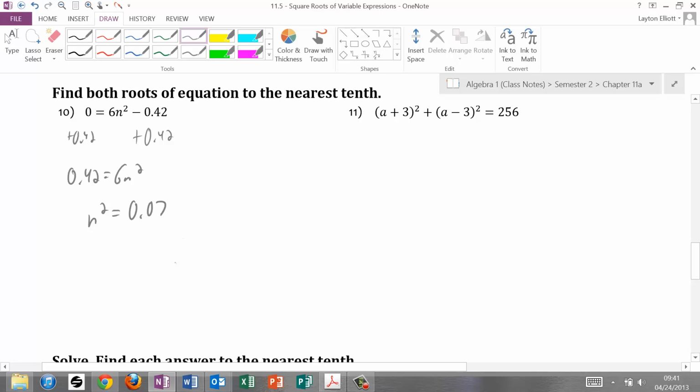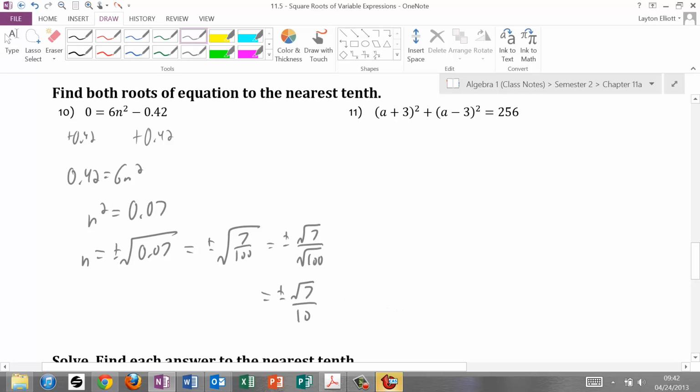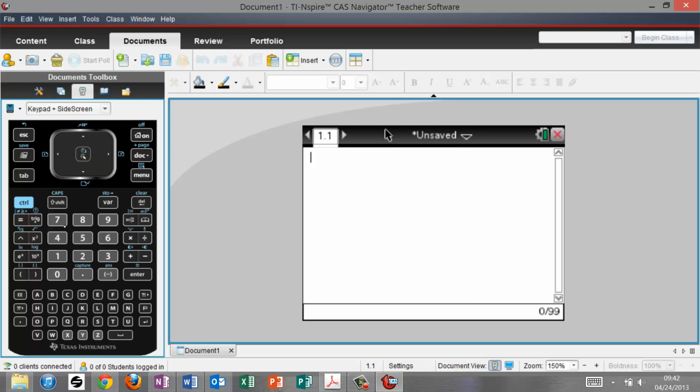And we want to do plus or minus, n is equal to plus or minus radical 0.07. I could write that as plus or minus radical 7 over 100, which is plus or minus radical 7 over radical 100, or plus or minus radical 7 over 10. That's the simplified answer. However, I also can just go straight from here and say, well, it wants me to round, so I might as well just put the square root.